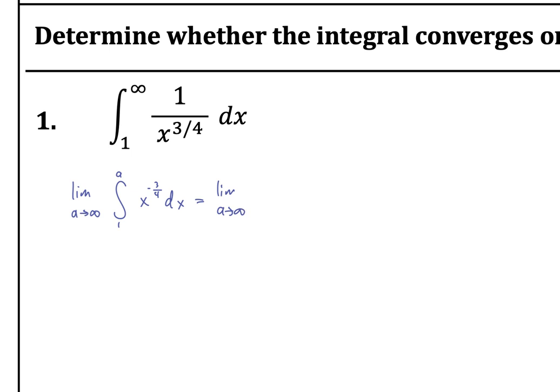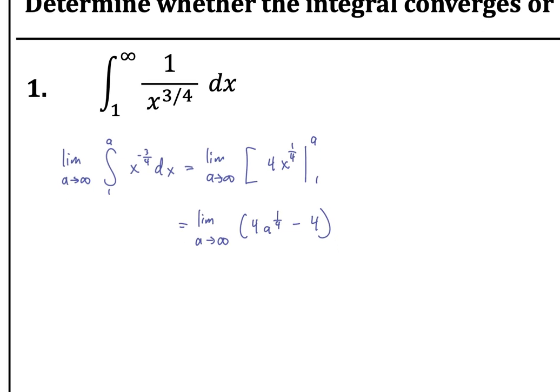Okay, so we'll always evaluate the integral first, plug in the limits, and then evaluate the limit. So this is going to be 4x to the 1/4. Yeah, so the limit's always the last thing to do. Okay, plug in the top limit, and then minus plug in the bottom. Now we can evaluate this.